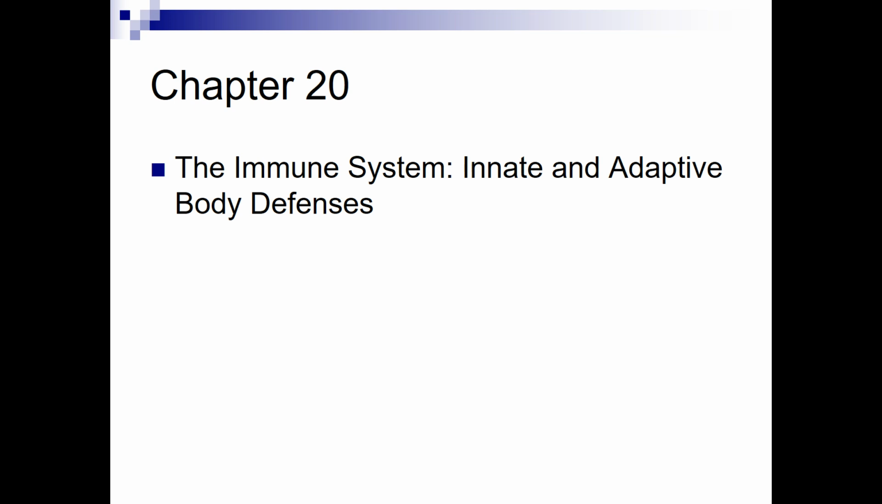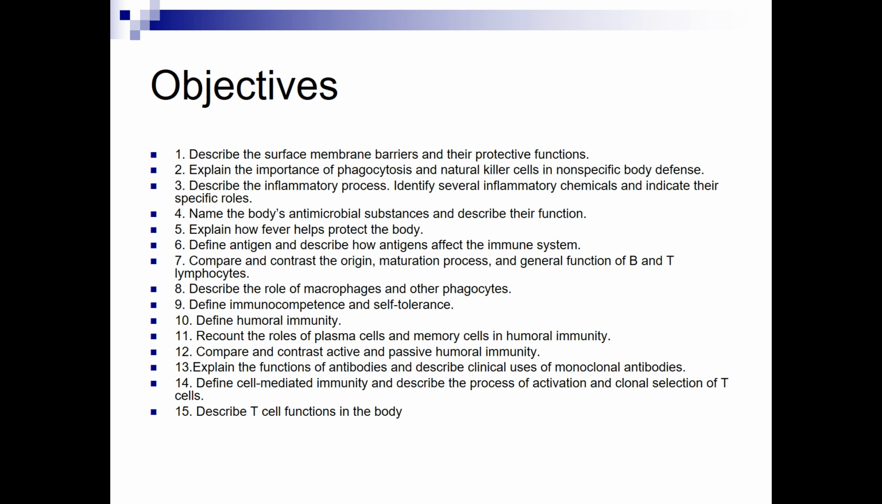whereas adaptive defenses are not going to do anything until they've been stimulated by an antigen to mount an immune response. Often we refer to them as non-specific and specific defense, or first and second line of defense, and then third line of defense. So we'll take a look at all of those. So here, just objectives. We'll look at the surface membrane barriers, protective functions, phagocytosis and natural killer cells as part of the second line of defense, as well as inflammation and antimicrobial substances such as interferon and complement, how fever as a second line of defense works, and then the rest of them will get into specific defense.